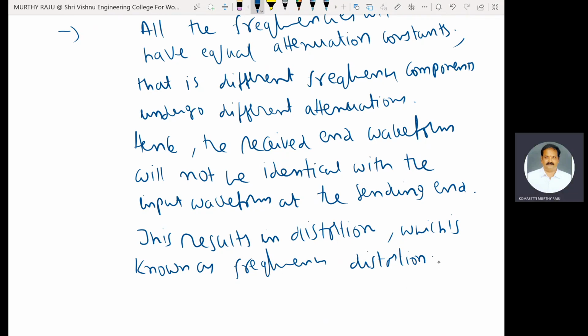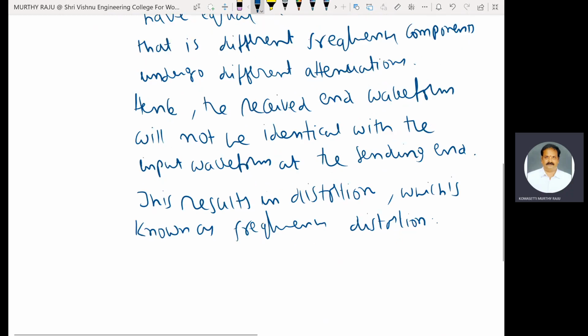That means a signal is a band of frequencies. All the frequencies are imported at the transmission lines. All the signal frequencies do not have the same attenuation constant. Therefore, at the receiving end, the waveform will not be identical with the input waveform at the sending end. This results in distortion, which is known as frequency distortion.